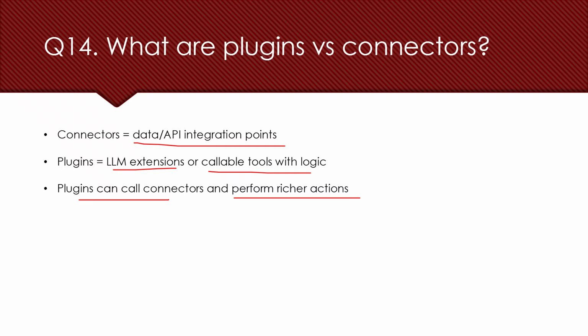Connectors are primarily the plumbing: authenticated connections that let the agent pull or push data to external services. Plugins are higher level. They extend the LLM's capability by implementing domain logic, data transformation, or multi-step actions that the LLM can call. So plugins are, as I said, like callable tools with logic.